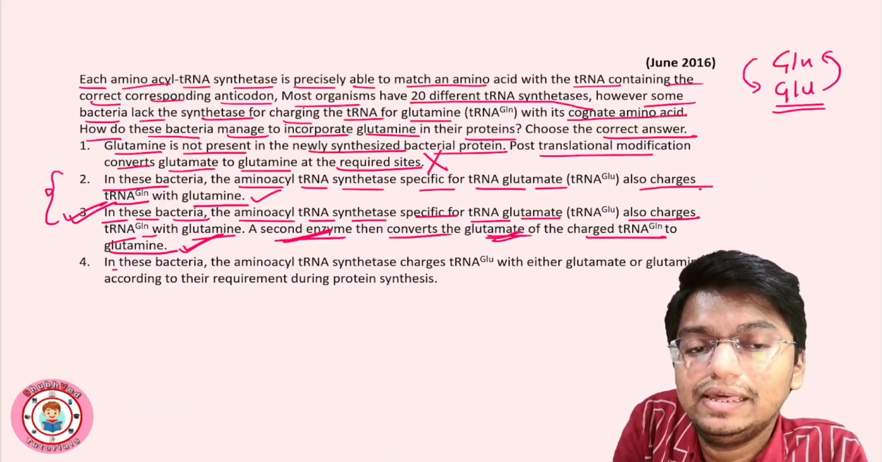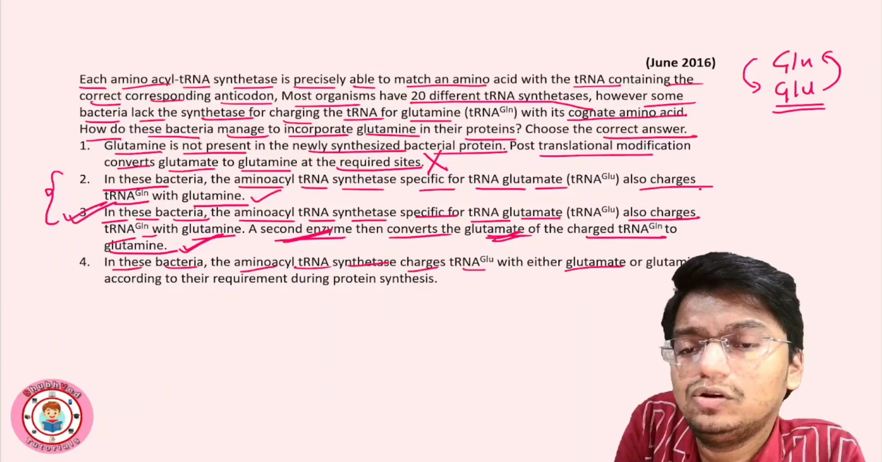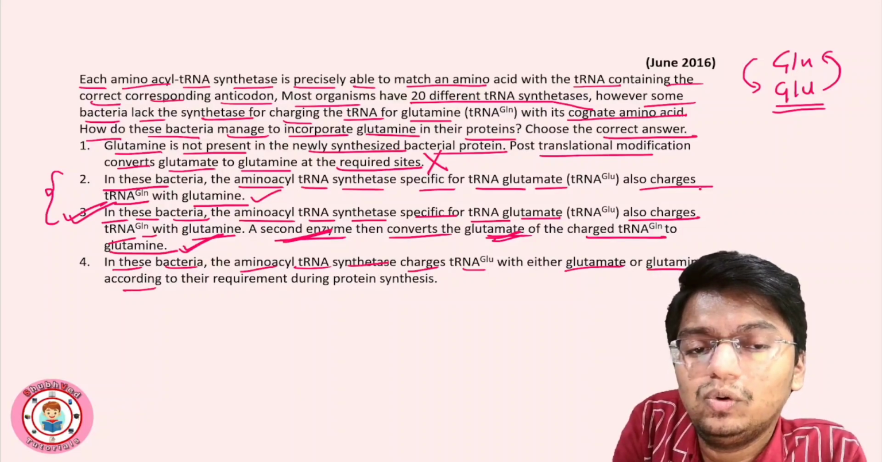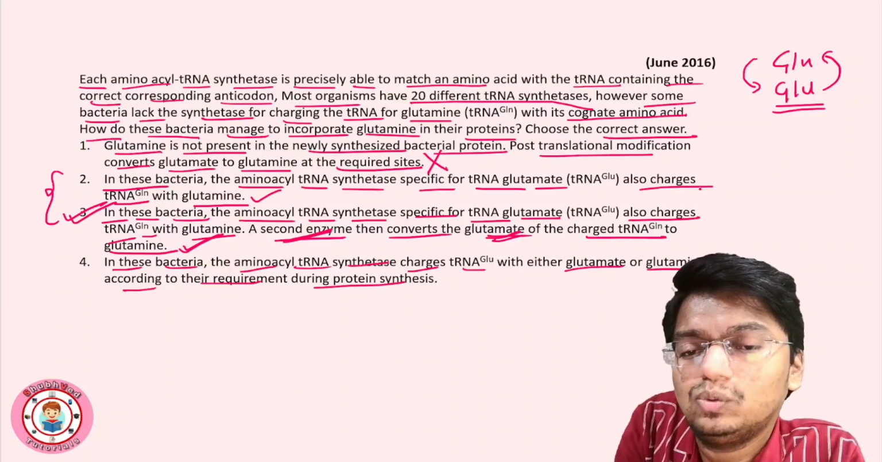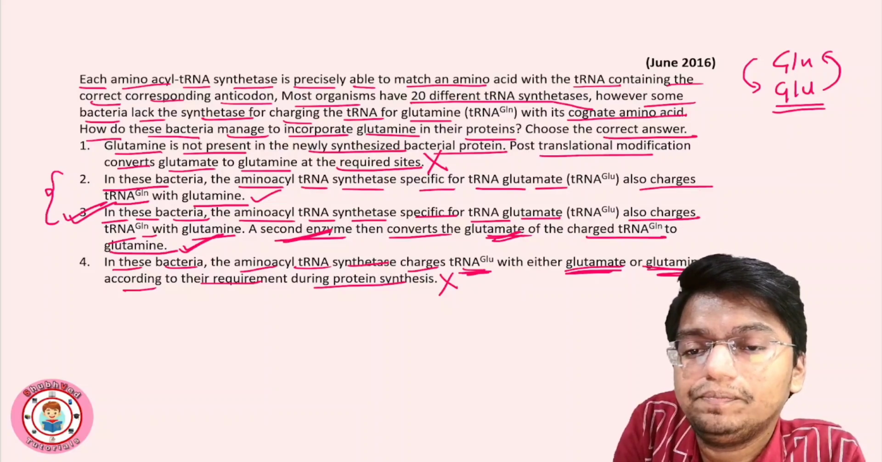Next statement, in this bacteria the amino acid tRNA synthetase charges tRNA glutamate with either glutamate or glutamine, according to the requirement during protein synthesis. No, ऐसा नहीं है. राइट, मोस्ट एक्यूरेट स्टेटमेंट इज 3. तो ये भी पार्शियल करेक्ट बोल सकते हैं हम लोग. क्योंकि tRNA ग्लूटामेट वाला ही ग्लूटामेट एंड ग्लूटामाइन को चार्ज करेगा. बट जो प्रॉपर प्रोसेस है दैट इज डिस्क्राइब्ड इन द ऑप्शन 3.